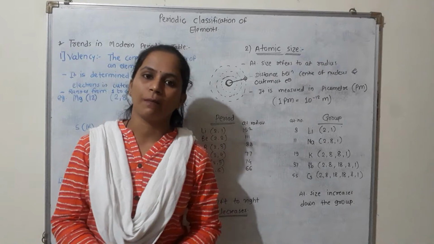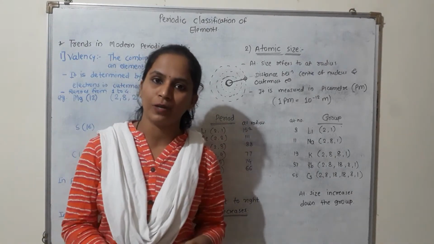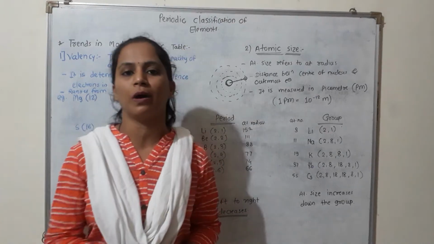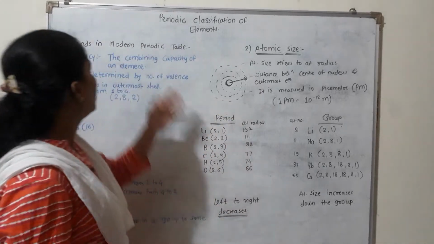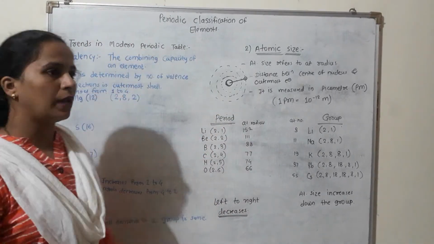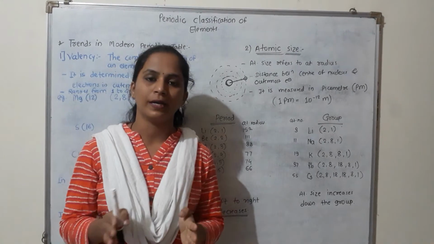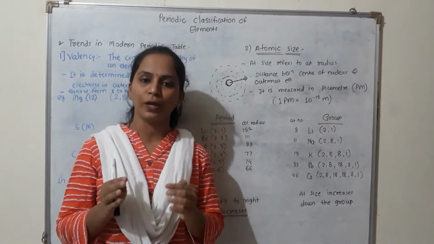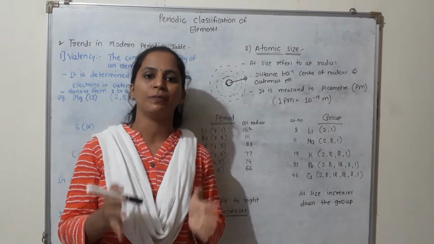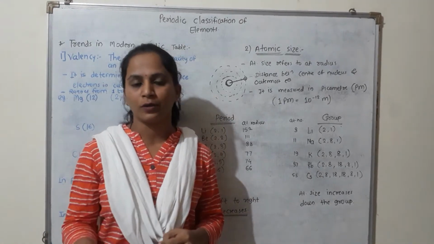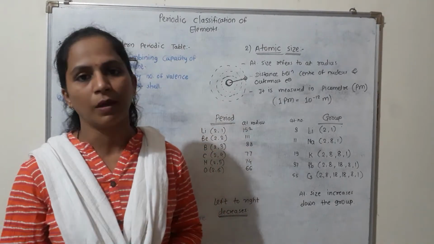Students, we have discussed Dobereiner's triads, Newlands' octaves, Mendeleev's periodic table, and also the Modern periodic table. So now we are going to study different terms in the modern periodic table. In my previous video lecture, I discussed how many periods and groups there are, and how the arrangement of periods and groups is related to electronic configuration, that is, atomic number.